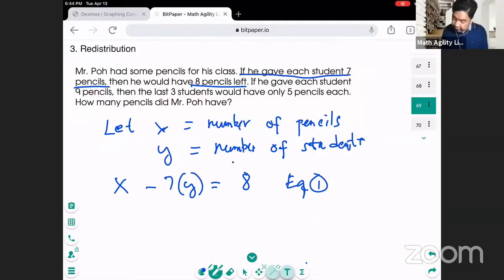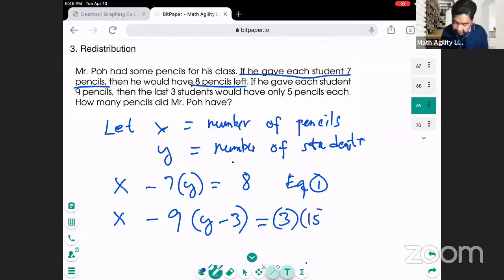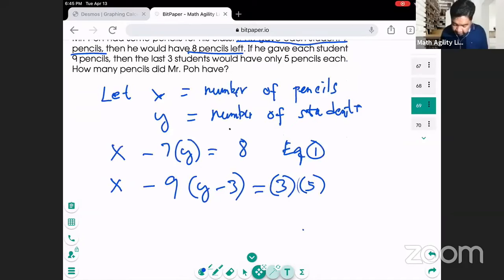And of course, what is the second part? Okay, so we move to the third sentence. If he gave each student 9 pencils, then the last 3 students would have only 5 pencils each. So x minus 9y, and 3 students would have 5 pencils each, so 3 times 5 is what was left to Mr. Po. Let's try to distribute or simplify this. So this would be x minus 9y plus 27 equals 15.